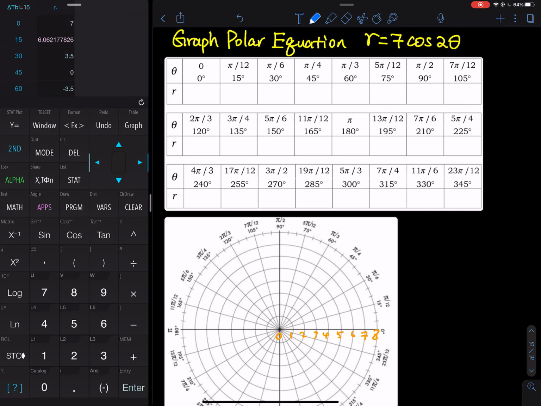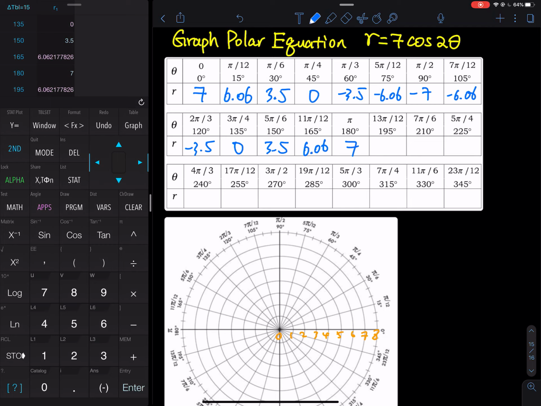So when x is equal to 0, we have a 7, and then 6.06, 3.5, 0, negative 3.5, and then you hit the down arrow, so you see negative 6.06, negative 7, negative 6.06, negative 3.5, and then at 135, we have a 0, and then a 3.5, 6.06, 7, 6.06, 3.5, 0, negative 3.5, negative 6.06, negative 7, negative 6.06, negative 3.5, 0, 3.5, and the last one is 6.06. All right, and then at 360 degrees, we just go back to the 0.